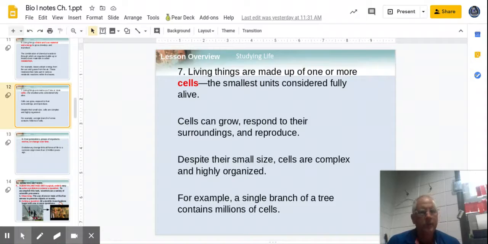Despite their small size, they're hugely complex, as the slide says. We know that from mitochondria, Golgi apparatus, those types of things. They're very highly complex. They're almost like a big city.